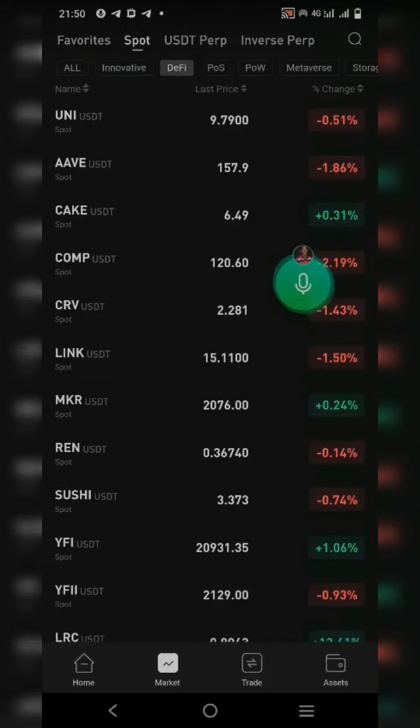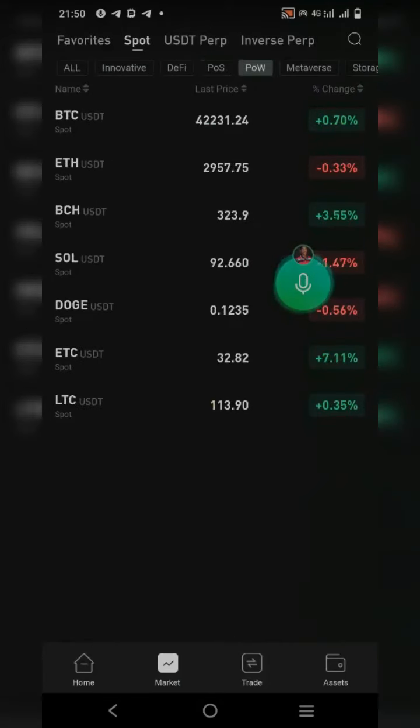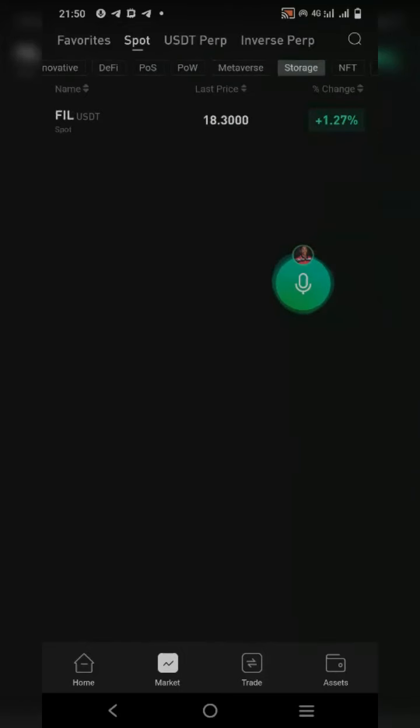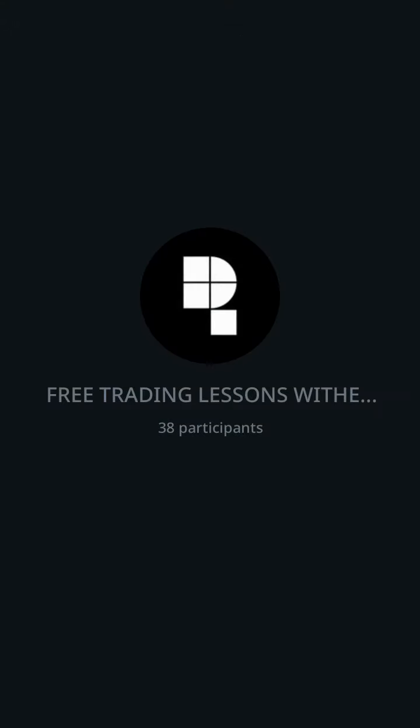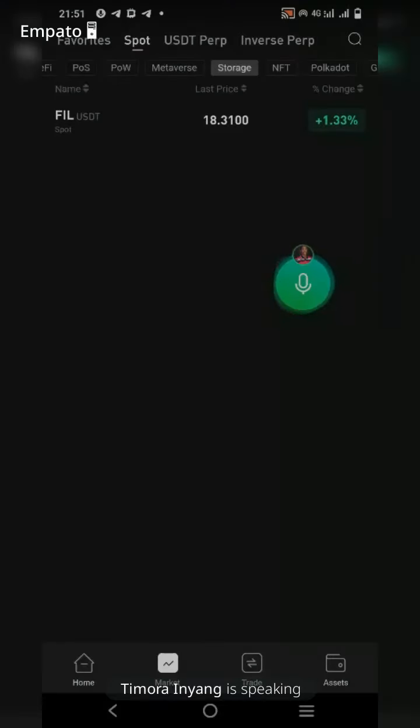So answering your first question, let me go back to that. All, innovative, DeFi, POS, POW, metaverse, storage, NFT. This is where your question comes in. Storage, this category is just based on the algorithm or use case of that blockchain. So for this Filecoin, they are like a decentralized storage platform, an interplanetary storage system, IPFS, interplanetary file storage, where you can upload your file. It's like a cloud. That is what the blockchain is used for. And this FIL is like their utility token.